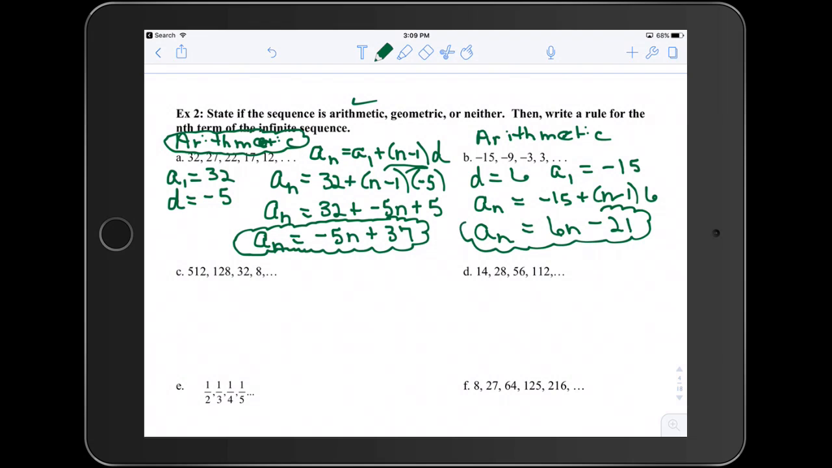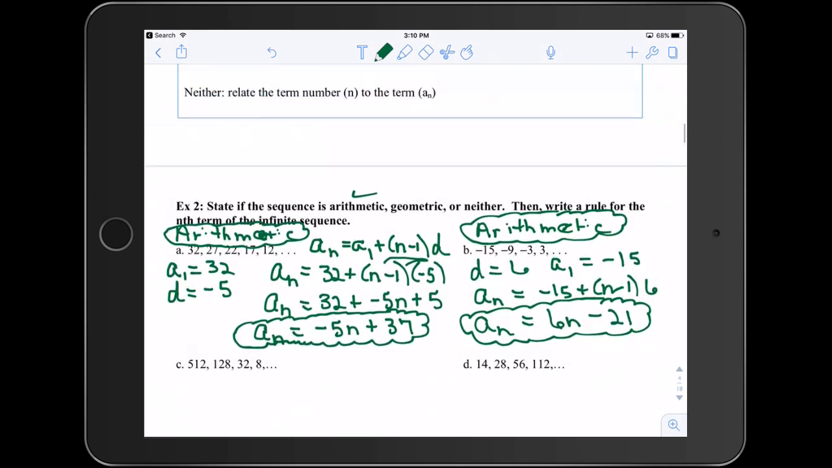So that right there, folks, you would need to be able to give me, and obviously this right here. So that, again, is the explicit rule. That rule will give you any value along that infinite sequence. So again, if all of a sudden I was like, hey, I want to know what the 1000th term would be, you throw it in this and you'll get your value. Okay, so that is arithmetic, how to find the explicit rule for that.